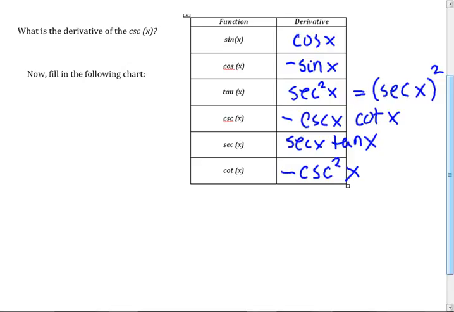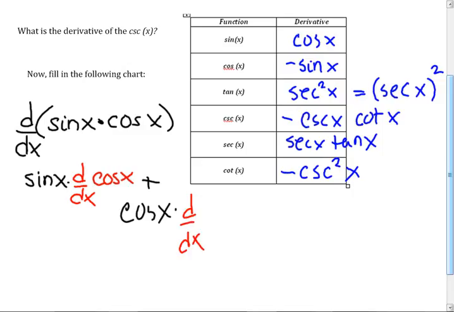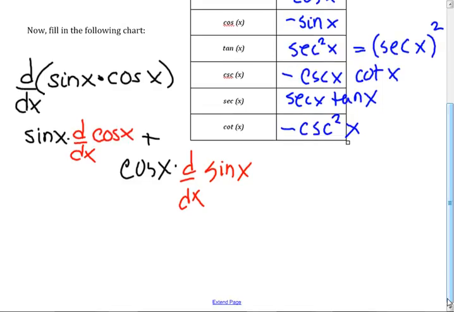Now, just a quick example, if I asked you to find the derivative with respect to x of the sine of x times the cosine of x, you'd have to use the what rule? Product rule, wouldn't you? So you'd have the sine of x, here's the plan, times the derivative with respect to x of the cosine of x, plus the cosine of x times the derivative with respect to x of the sine of x. And so, that's right, this is sine of x. The derivative of cosine is negative sine.